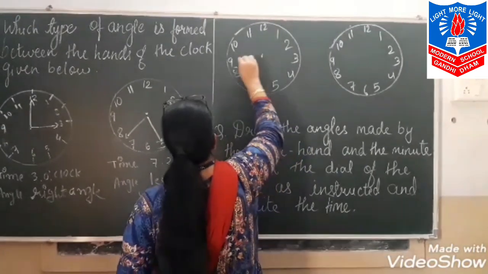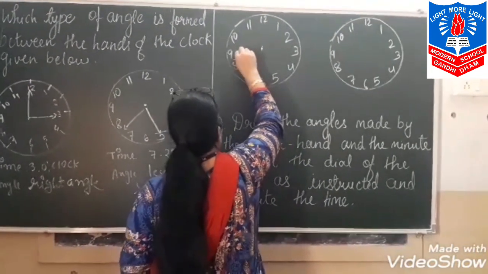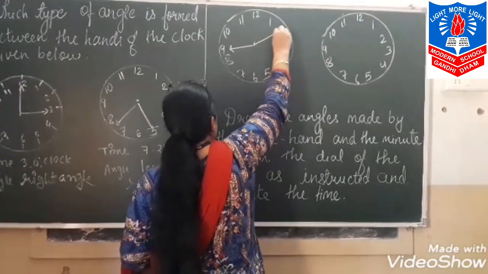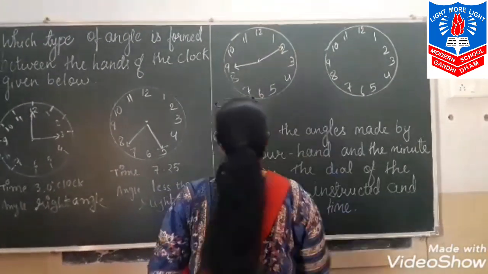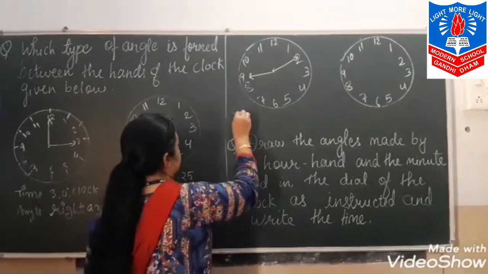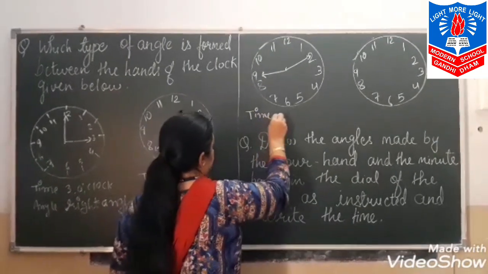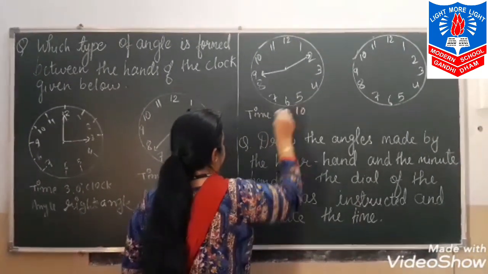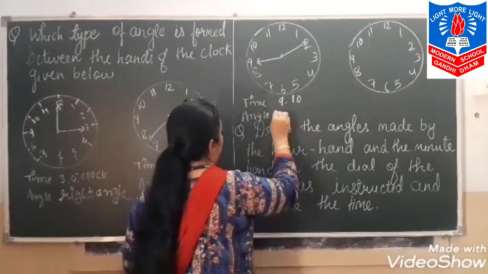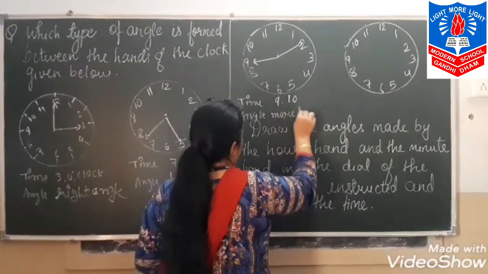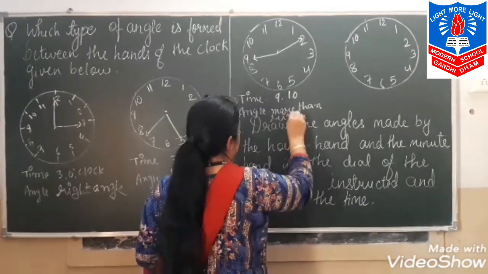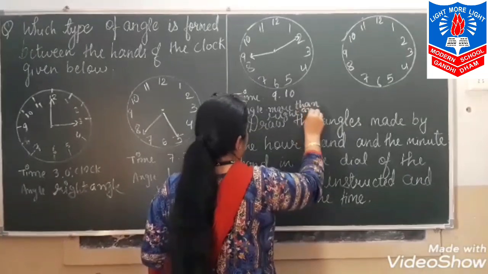We see one more example here. Suppose our hour hand is on 9 and the minute hand on 2. See, time 9:10, angle more than right angle.